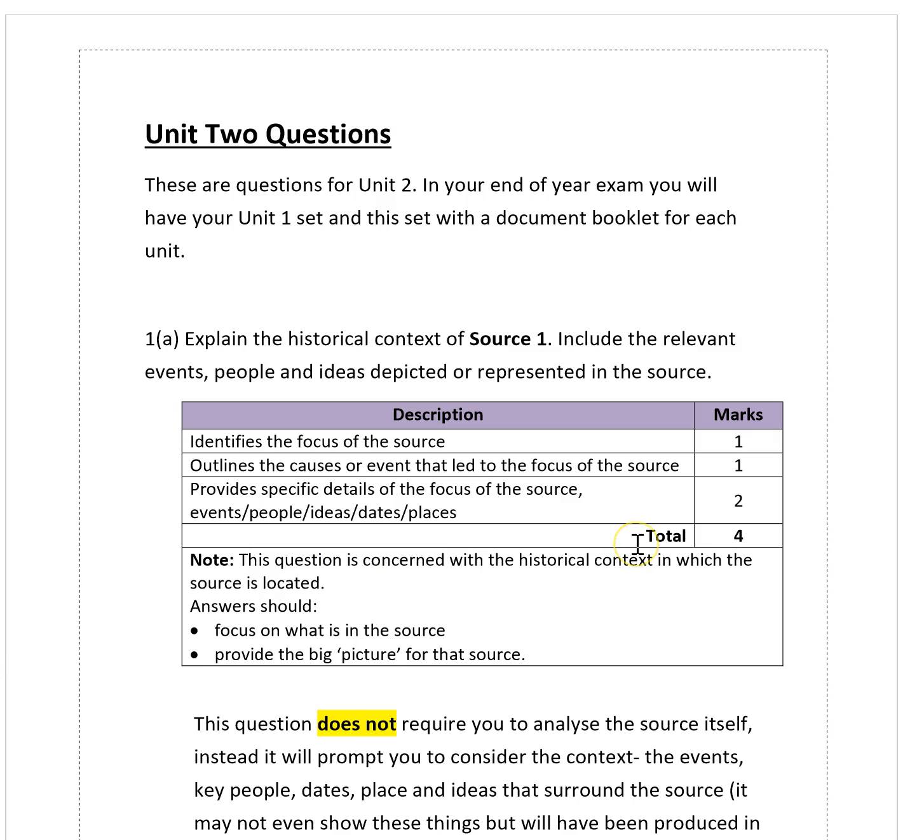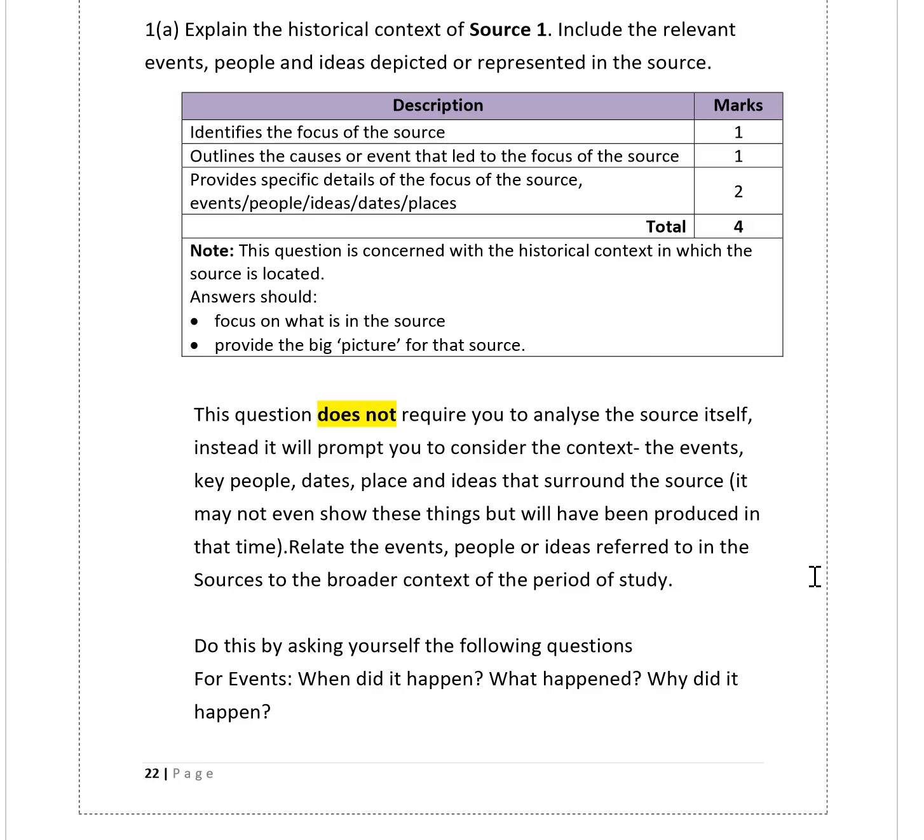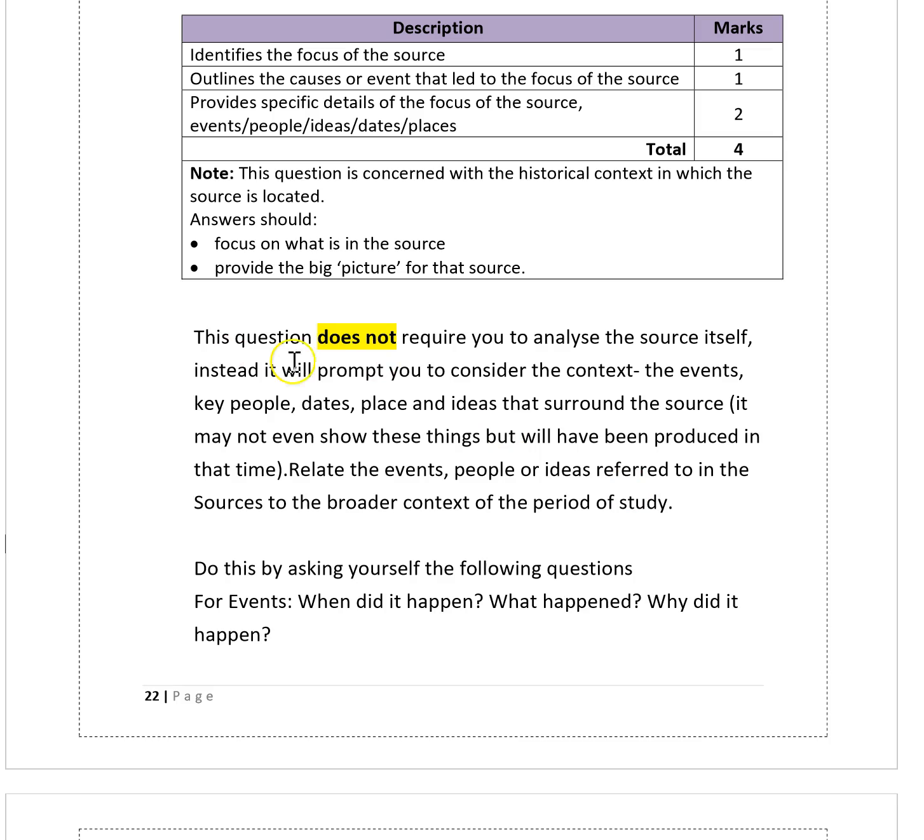is exactly the same as the Unit 1 question. So in this one, you need to make sure that you're covering all of the criteria. The big thing here that I just want to draw attention to, I'm just scrolling up now, you can see the yellow highlight there, is that this question does not require you to have any examples or any analysis from the source. If you choose to put it in there, it won't mean anything. It counts for absolutely nothing.